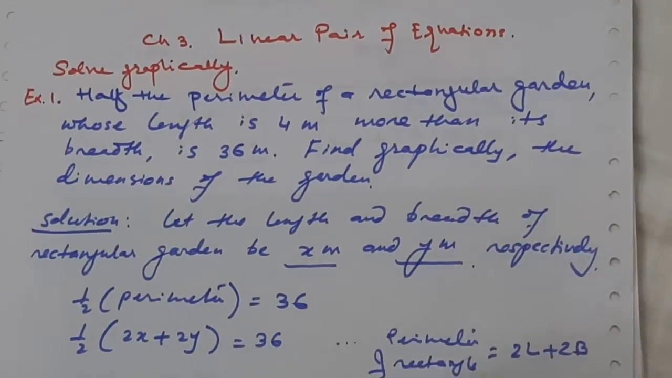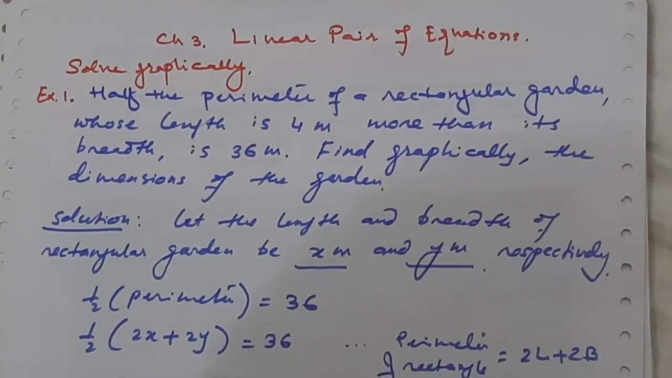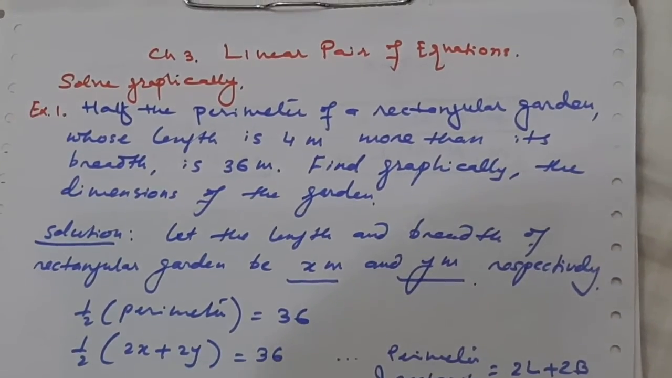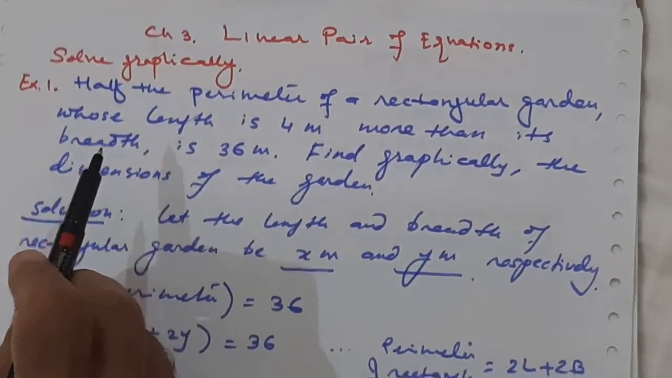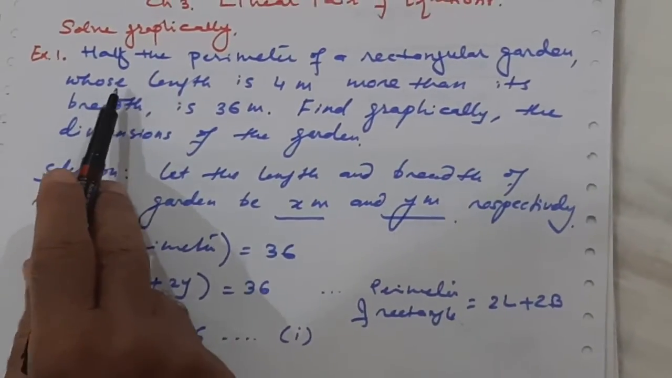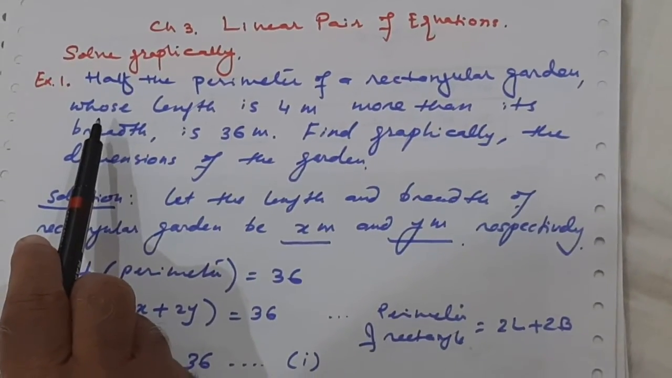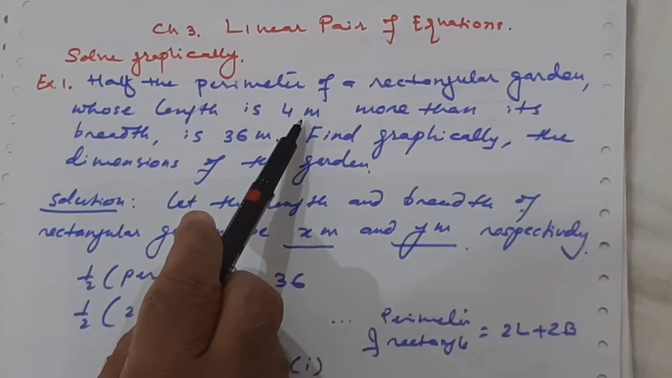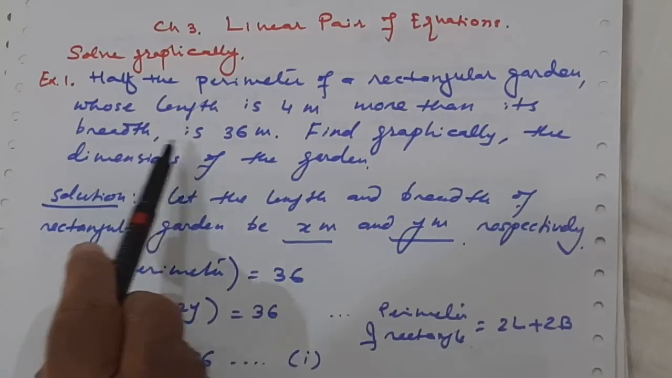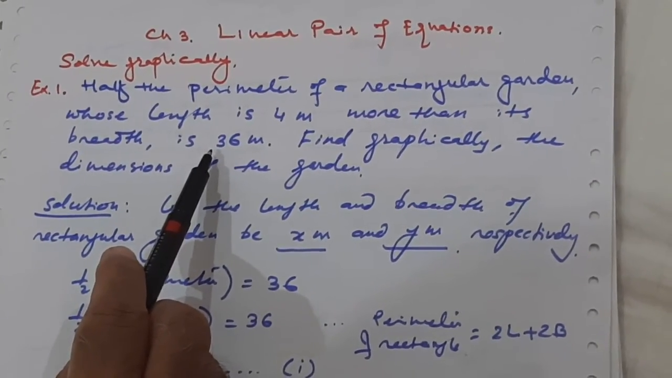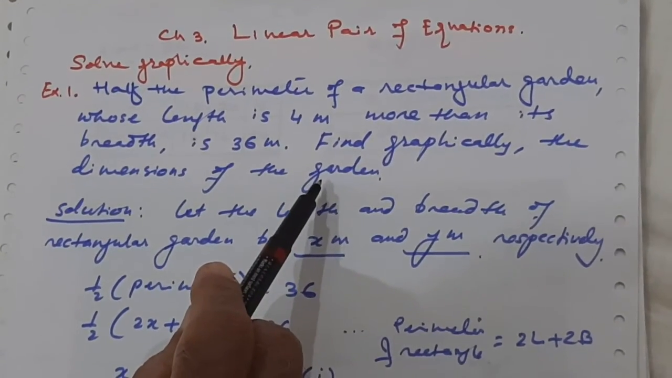We'll continue our topic, solve graphically, in chapter 3, linear pair of equations. Now the example is from the textbook. See it now. Half the perimeter of a rectangular garden whose length is 4 meter more than its breadth is 36 meter. Find graphically the dimensions of the garden.